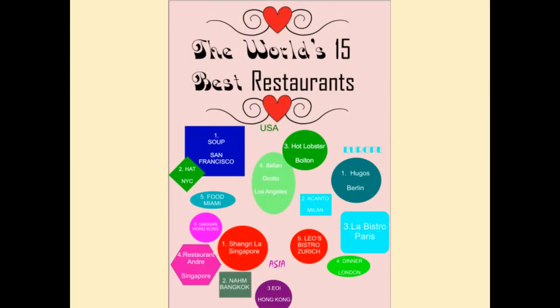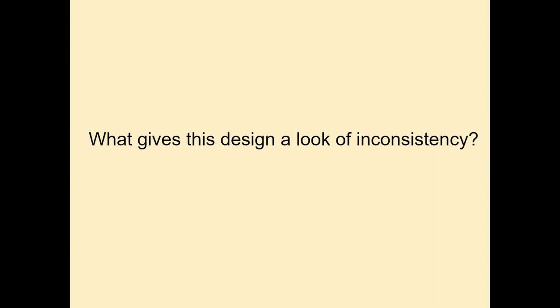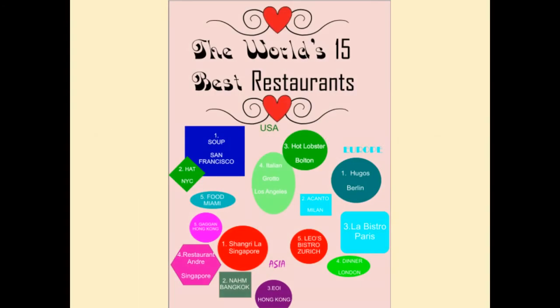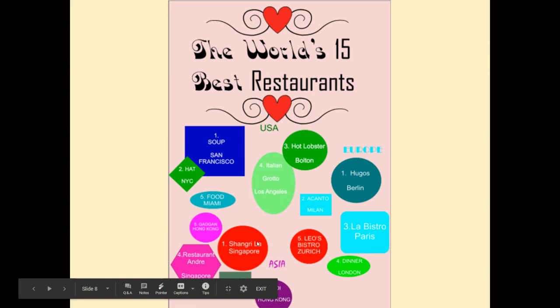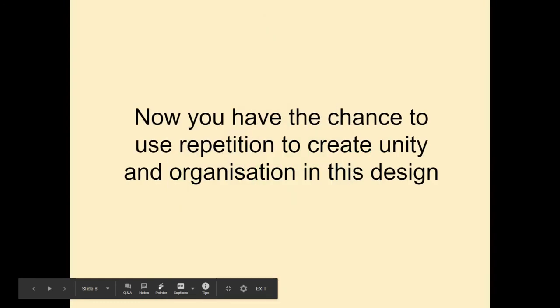So what gives this design a look of inconsistency? I've already explained that: different fonts, different sizes, different shapes. USA is over here, Asia's down here. Yes, you might think that these are the Asian restaurants, but why is Zurich next to Asia? It's in Europe. It's just not well aligned, and that is the issue that we're going to have a look at. So now you have the chance to use repetition to create unity and organization in this design.